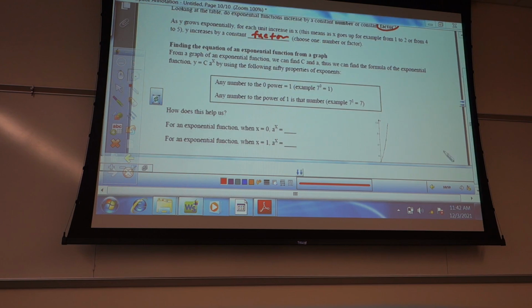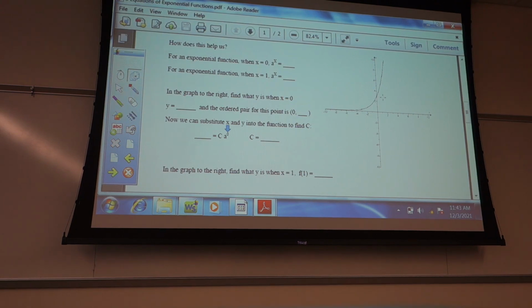Great. So how does that help us? We know that when x is 0, a to the x is what? 1. Does that make sense for folks? Because when x is 0, that's a to the 0, which is 1. Good? When x is 1, a to the x is what? a. Yep, it's a to the 1, which is a. So we're going to make use of those two things from our graph here.